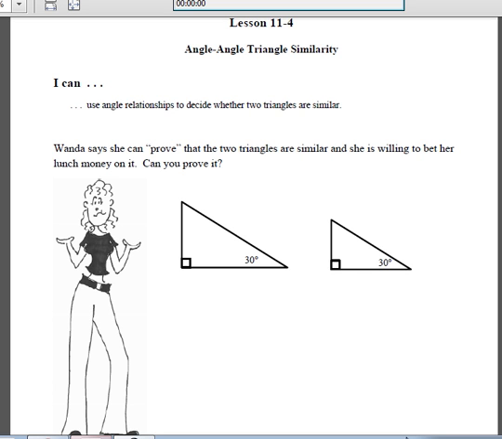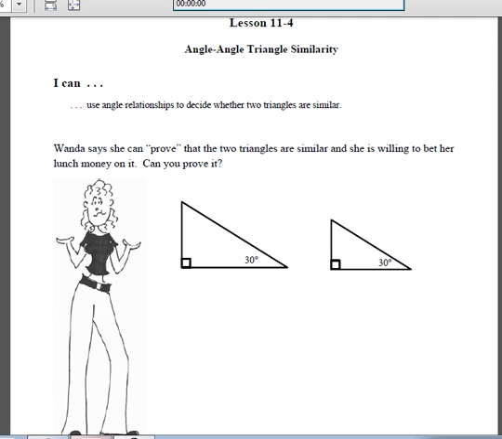Hello, welcome to the video notes for lesson 11.4. This lesson is angle to angle triangle similarity. I know, that was a lot to say. This begins on page 21 in your notes packet.